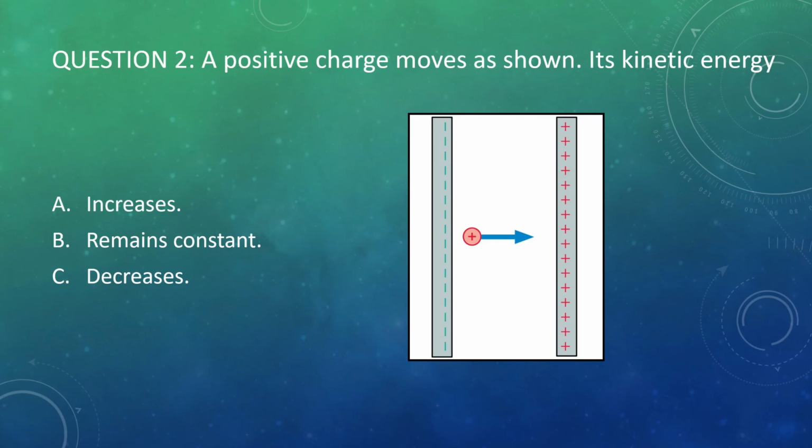Well, let's take this one step further with another question, and this is actually going to be one that segues us into our next lecture, the third part of this three-part lecture on electric potential. This one says a positive charge moves as shown. Its kinetic energy is doing what? Increasing, decreasing, or remaining the same?